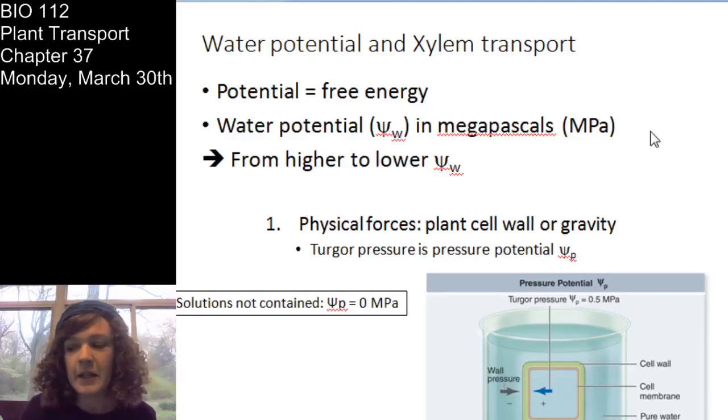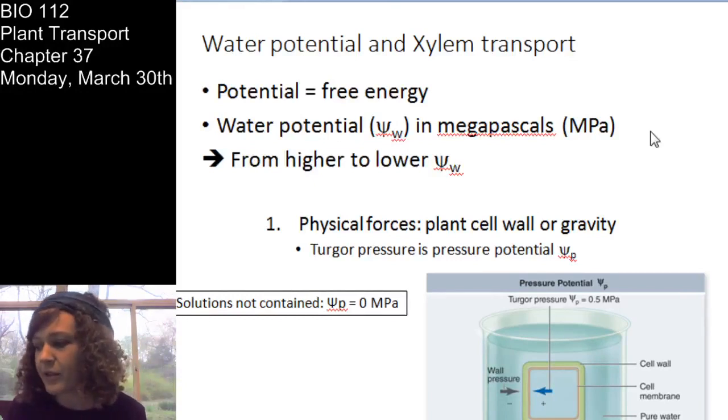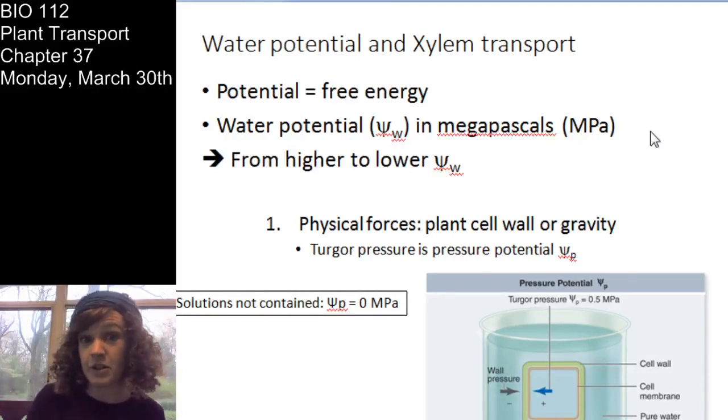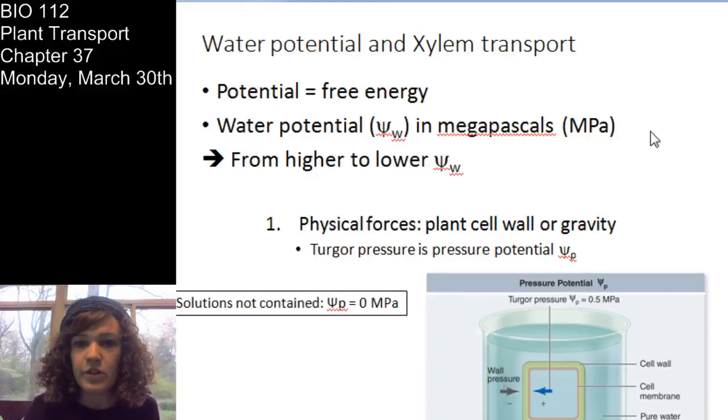To give a sense of how it corresponds, 0.2 megapascals is like 30 psi, if you're familiar with pounds per square inch, which is often used in tire pressure measurements. So just so you know, megapascals is what we're talking about. When you see MPa, that's what it's referring to.